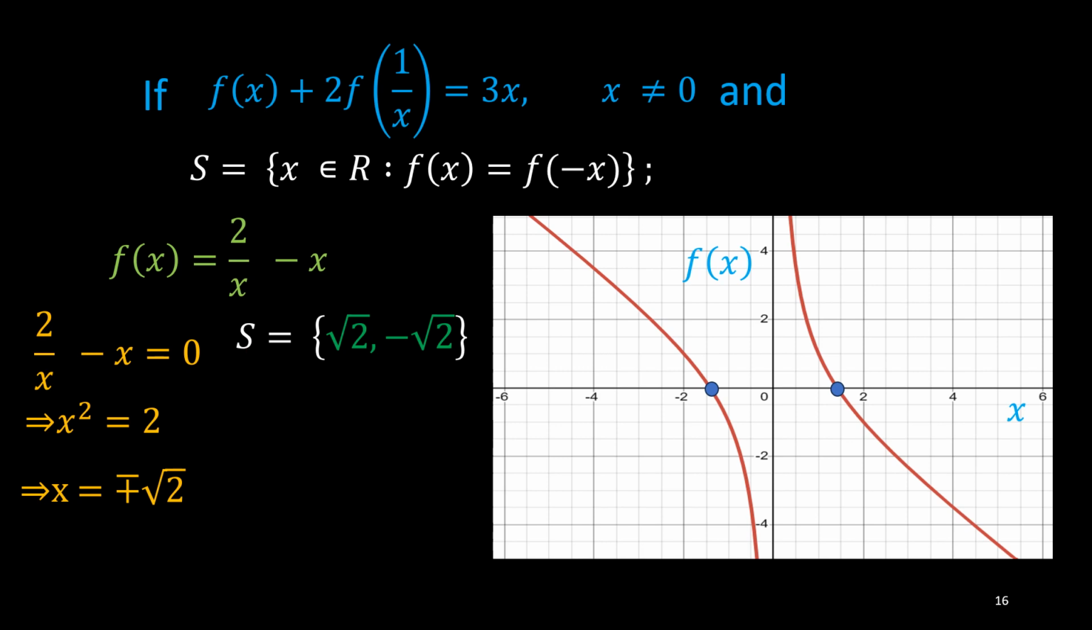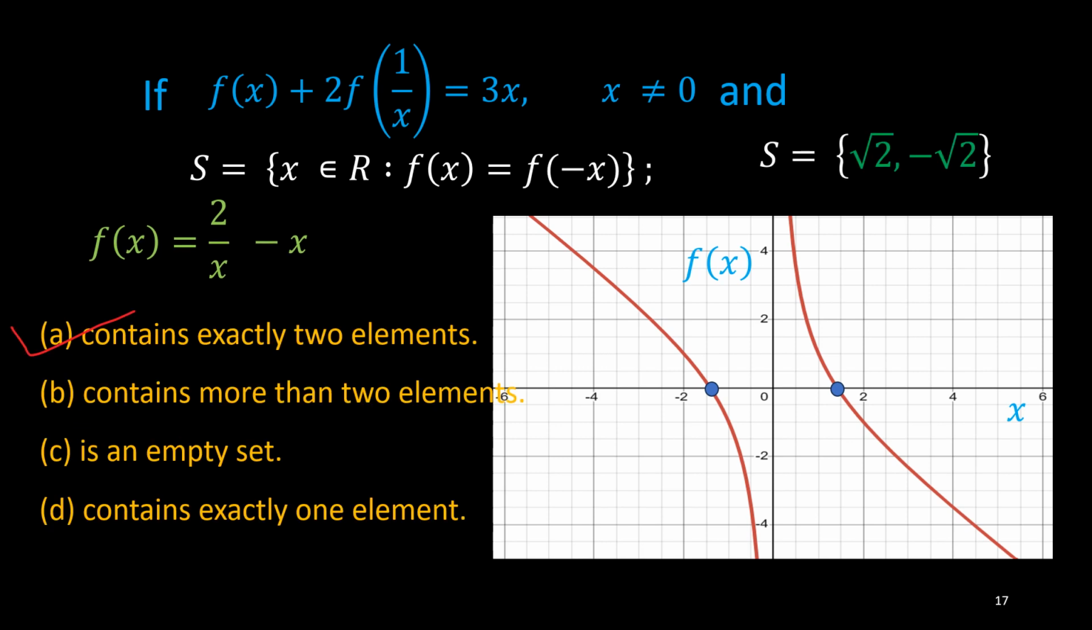So we have solved the problem. You can see the first choice is correct. It contains exactly two elements because f of x is an odd function, but the condition given is that it should be even. Okay, so it is possible only when f of x equals 0. We have solved it. It is crossing the x-axis twice, here and here. Thus, it will have only 2 elements.